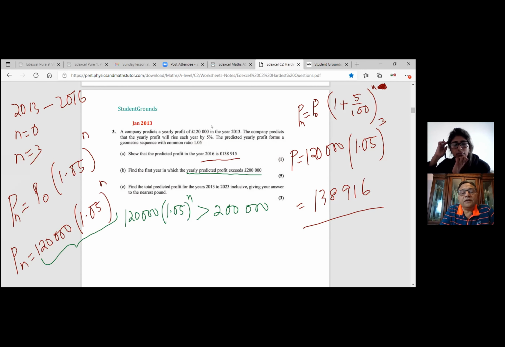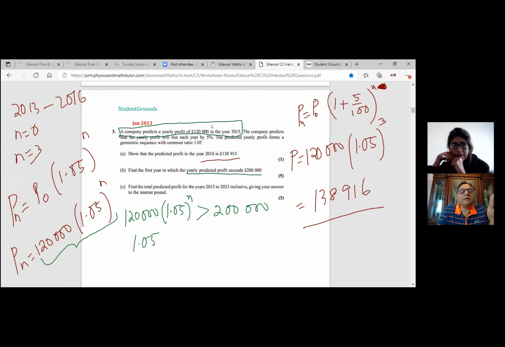Find the year in which. So let's divide this. Just a quick question: how do we know that 2013 was the first year? In a geometric sequence, we have a as the first term. Is it just because it says in the year? Yes, it doesn't have to explicitly say, because it just says it predicts a yearly profit of 120,000 in the year 2013. So how do I know it's the first? First year of profit. The company was set up earlier, but this is earlier to this year.